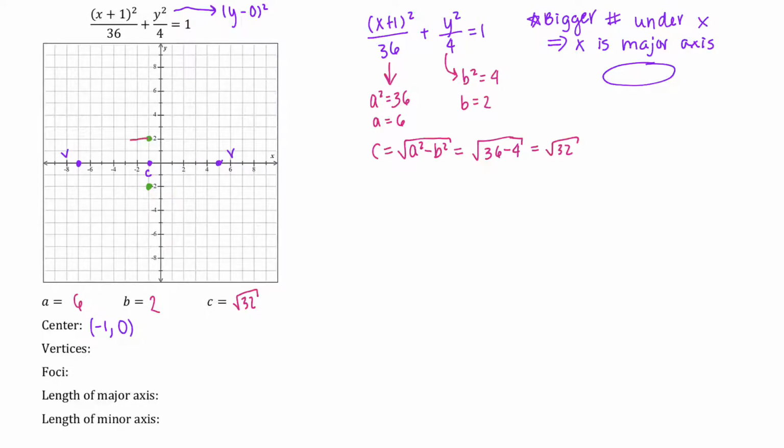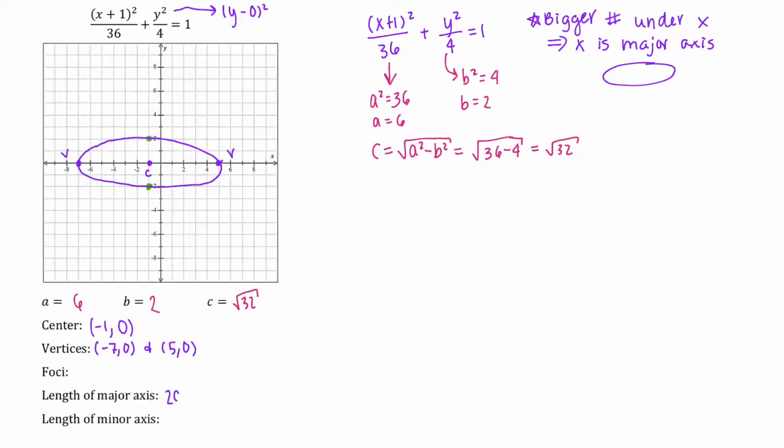I now have enough to draw the ellipse. Oh, I was going to use purple. I'm not an artist, I just do the best I can. Beautiful, there's my ellipse. The vertices are going to be at -7, 0 and 5, 0. I'm just reading them off the graph because there's a point there and a point there.